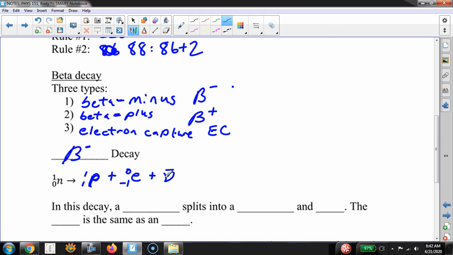In this decay, a neutron splits into a proton and a beta minus particle. So a neutron, that's this thing, splits into a proton, that's this, and a beta minus particle. The beta minus particle is the same as an electron. And you can see that if a neutron, which has a neutral charge, no charge at all, splits into a proton, then it has to also split into an electron.